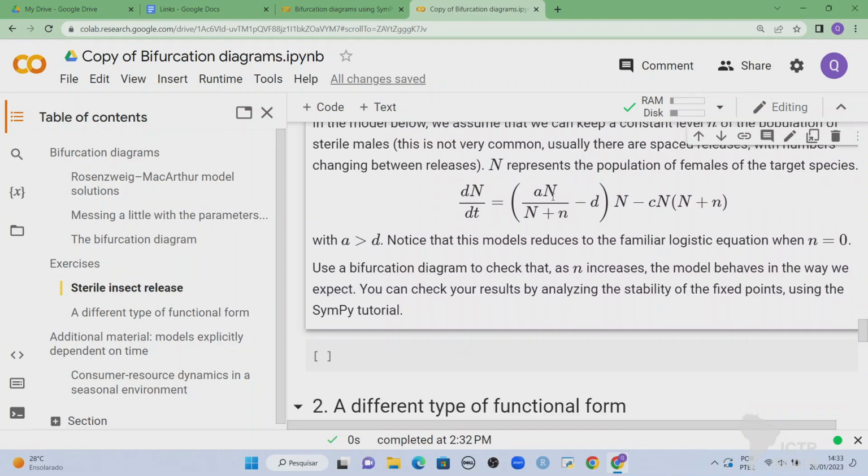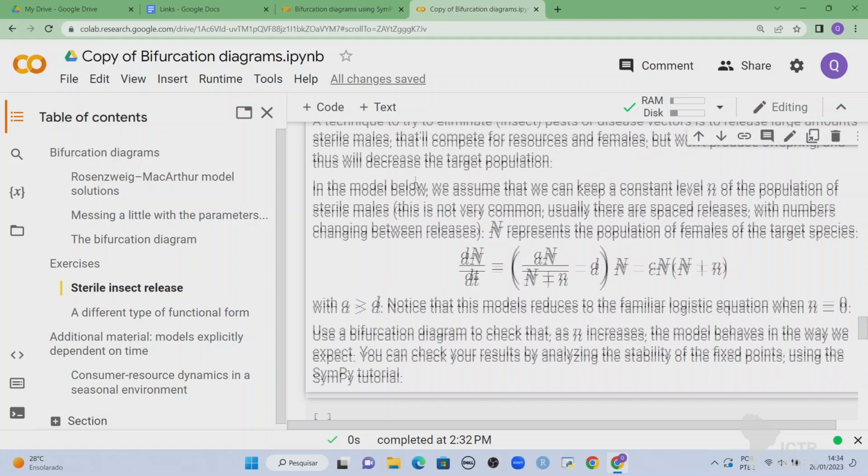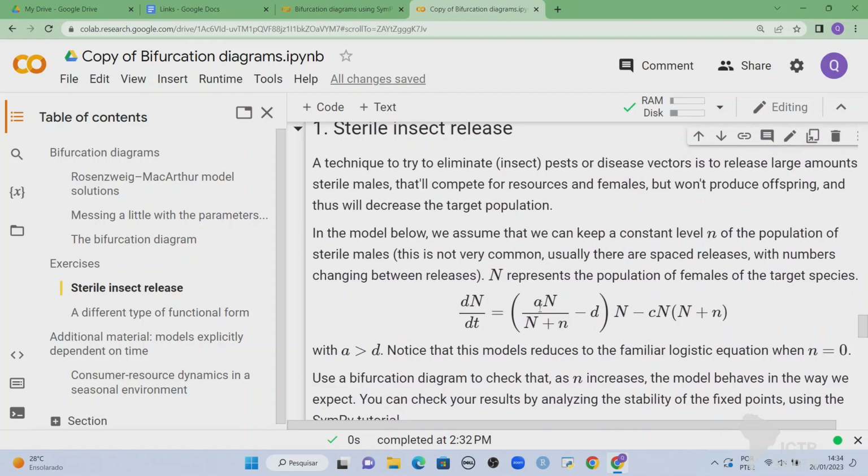Before going into that, you see that if N is equal to 0, the small n here is the number of sterile males that I insert in the system, that I keep in the system. I'm saying I always keep this level of sterile males in this population. It is a bit weird, but okay. They influence the birth: you have here the birth rate, the death rate, and here a loss due to competition.